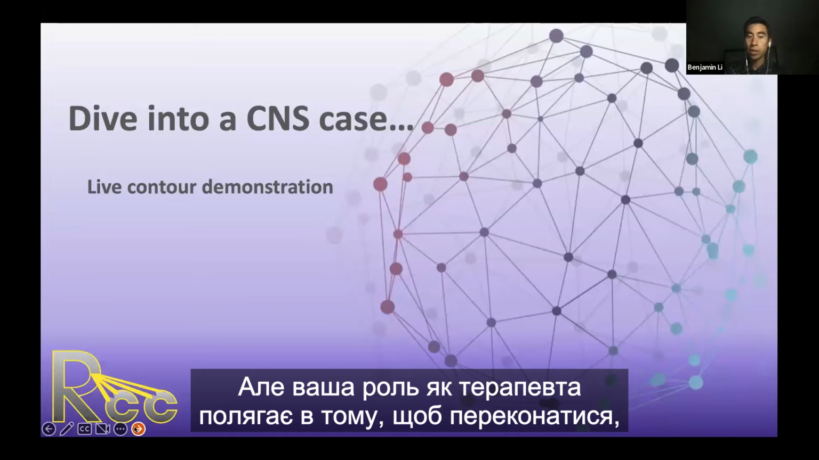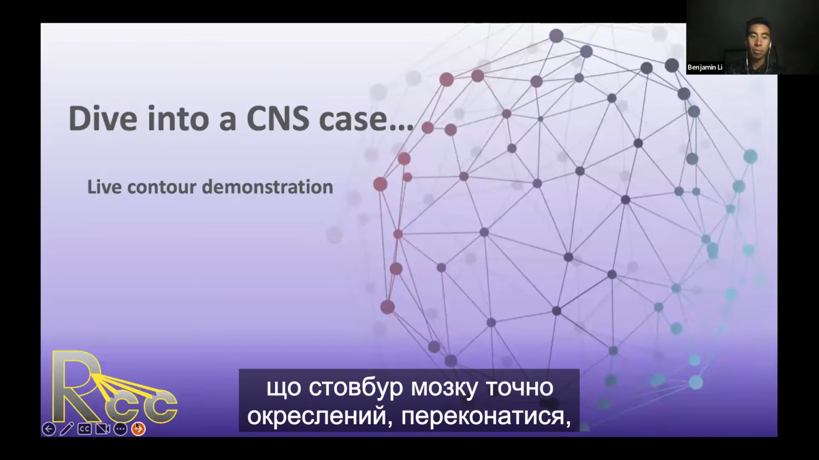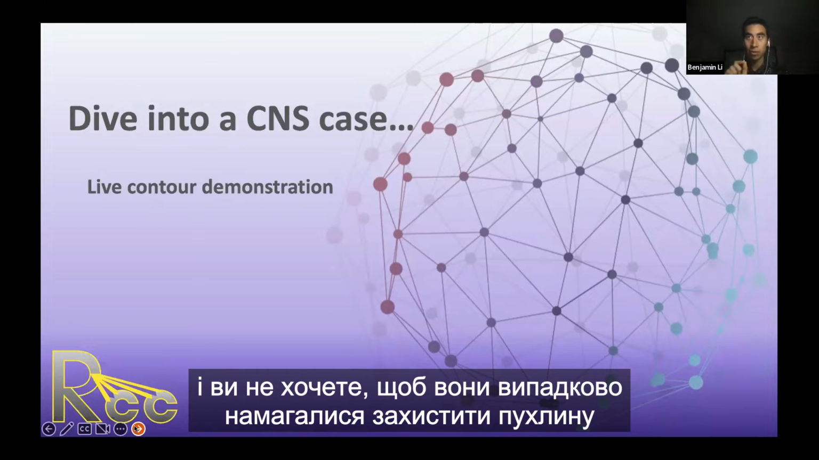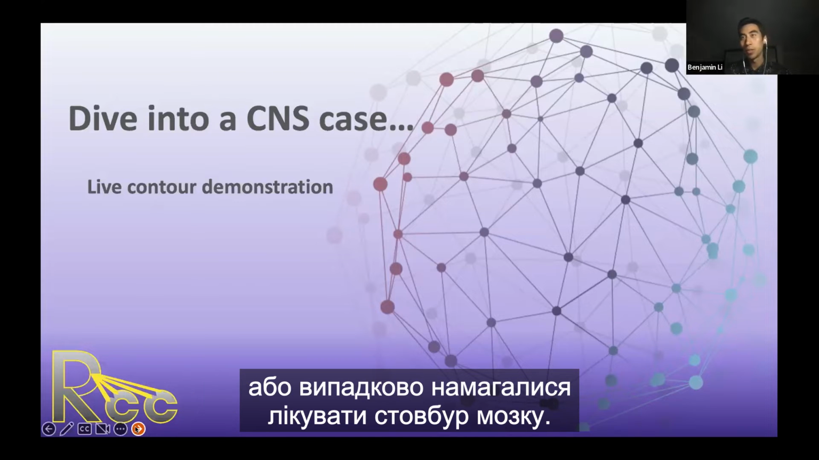But your role as a therapist is to make sure that that brainstem is contoured accurately. Make sure you're distinguishing between tumor and brainstem there, because that's going to be critical. And you don't want them accidentally trying to protect the tumor or accidentally trying to treat the brainstem.